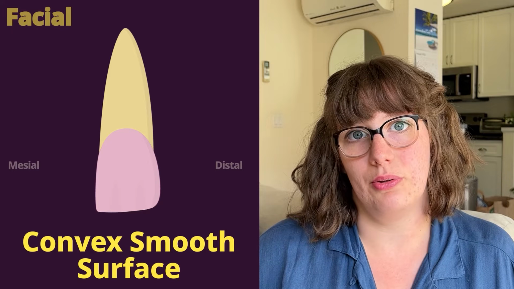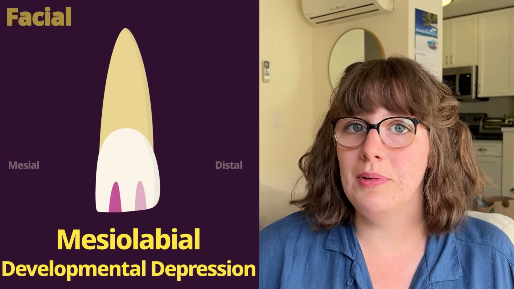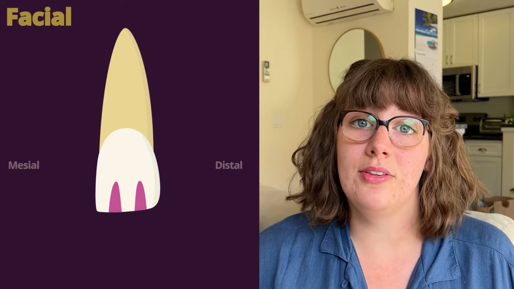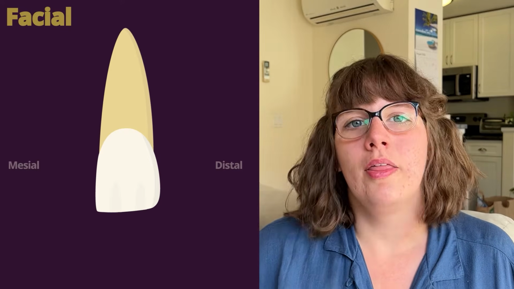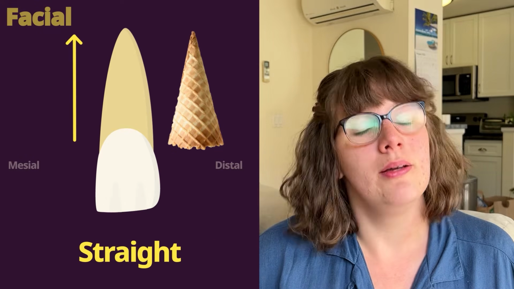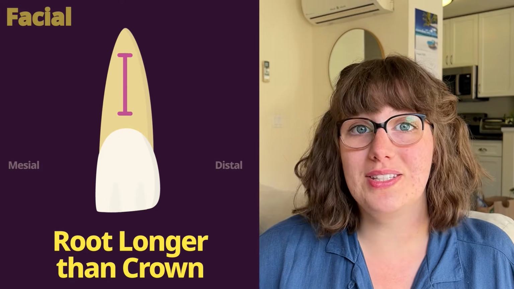There are 2 developmental depressions, the mesial labial developmental depression and the distal labial developmental depression, which divide the 3 facial developmental lobes. The root of the maxillary central incisor is cone-shaped, straight, with a blunted apex. The root is longer than the crown.